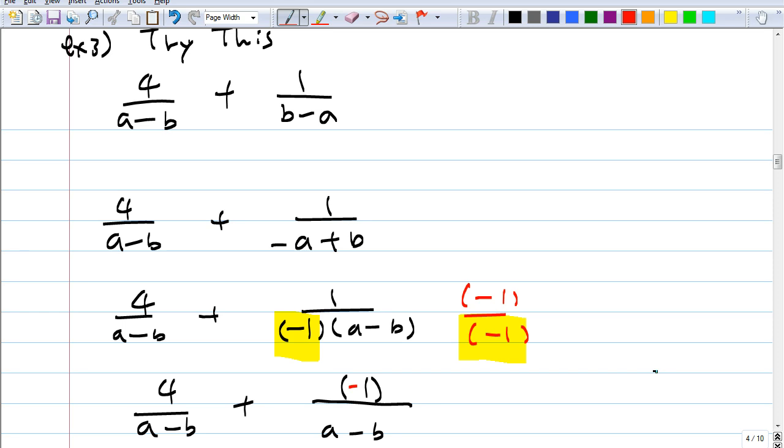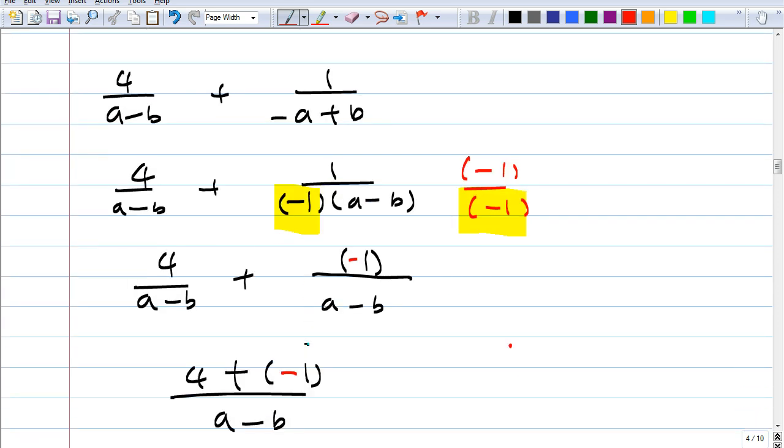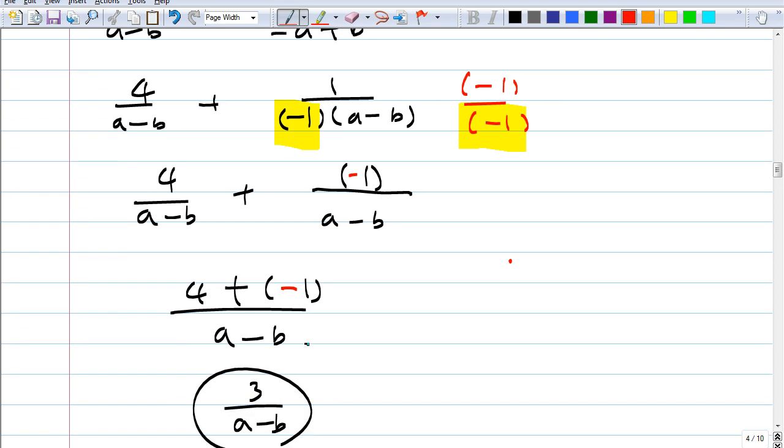That's important, right? You get negative 1, don't you? You can't just factor out a negative 1 and just kind of get rid of it, right? It just doesn't go away. You got to do something to it. You got to multiply top and bottom by negative 1. Okay, so therefore you get 4 plus negative 1 over a minus b, you get 3 over a minus b. Are we good? May I move on to example 3?